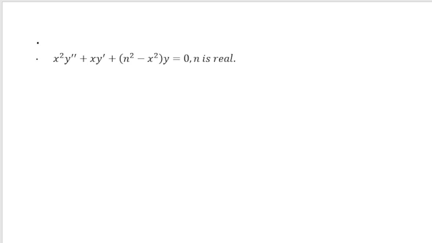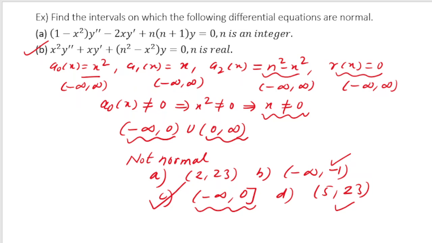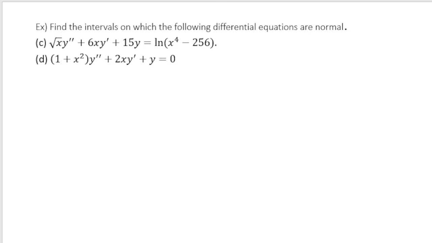So I think this question I already have taken. They have written the same. So moving to the next. Now look at this example number C. If you look at example number C, what is a naught x? A naught x is under root x. What is a1x? A1x is 6x. What is a2x? A2x is 15.